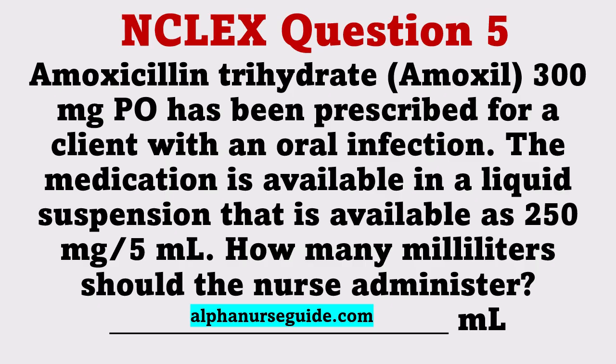The correct answer is 6 milliliters. The formula is 300 milligrams over X mL equals 250 milligrams over 5 milliliters. You cross multiply and get 250x equals 1500. You divide by 250 on both sides and you get 6 milliliters.